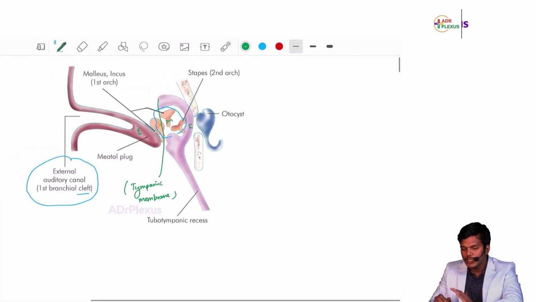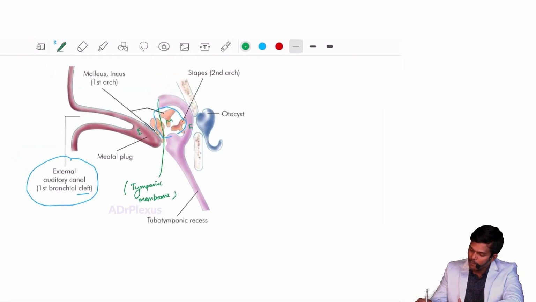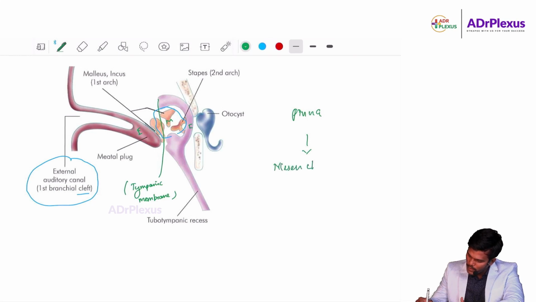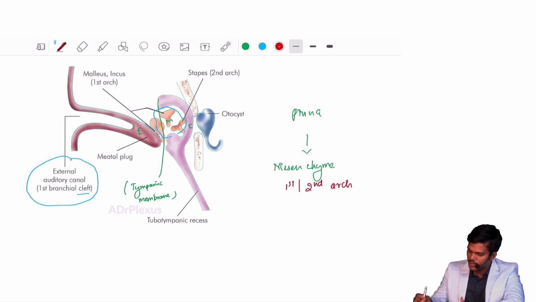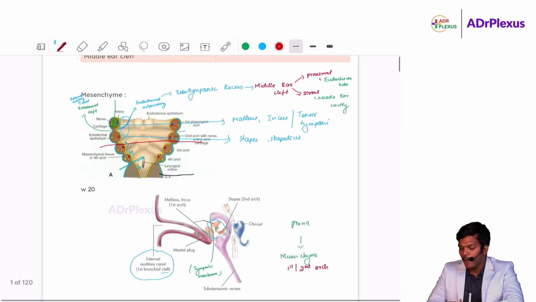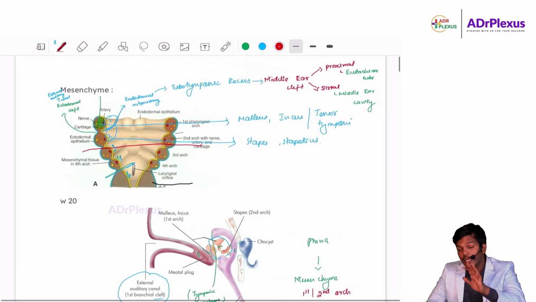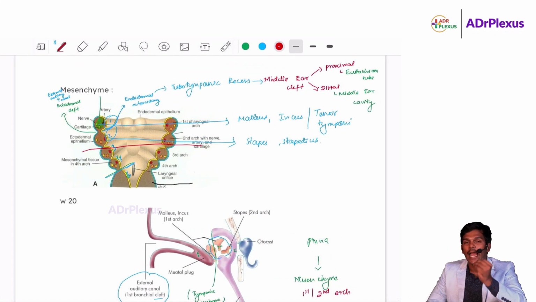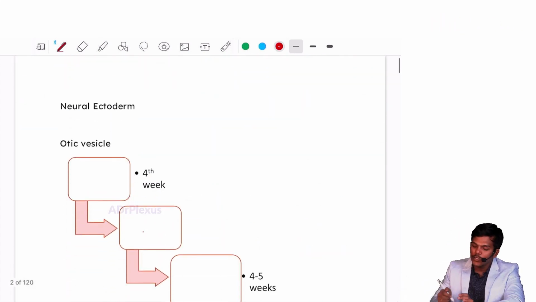So apart from these structures, there is the pinna. The pinna will develop from mesenchyme only, from the mesenchyme of the first and second arch. Okay. So this is how the pharyngeal arches are giving rise to the structures of the external and middle ear. Got it? Yes. Now we can enter into the neural ectoderm forming the part of the inner ear.